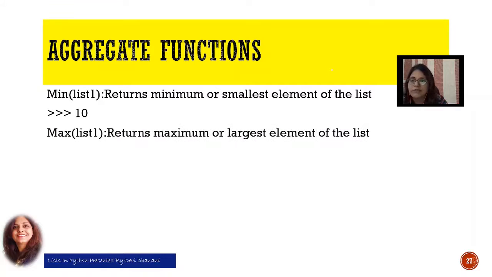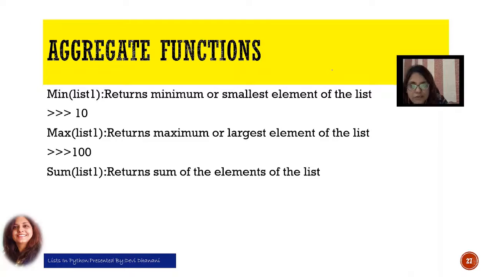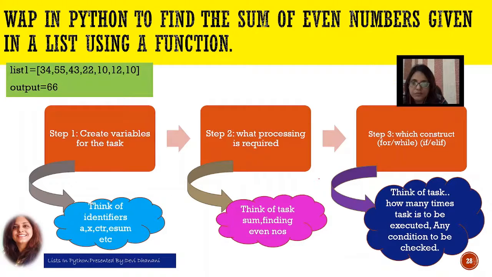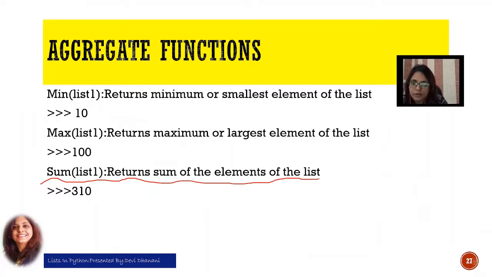Similarly, we have the max, which is going to return the maximum or the largest element of the list. And we also have a very important function over here, which is sum. So this function returns the sum of the elements of the list, and if we assume a list1, we will get this value. So this was all about the functions.